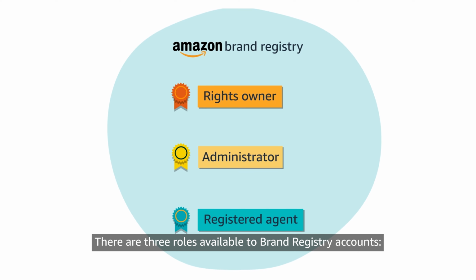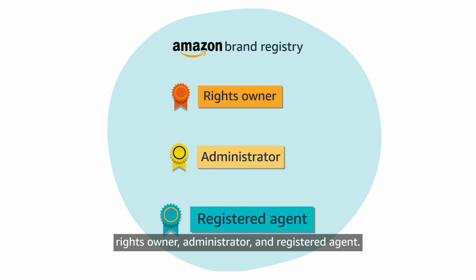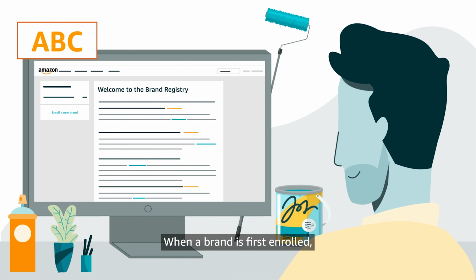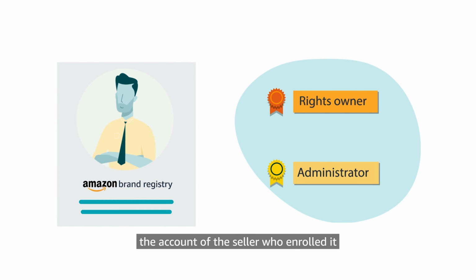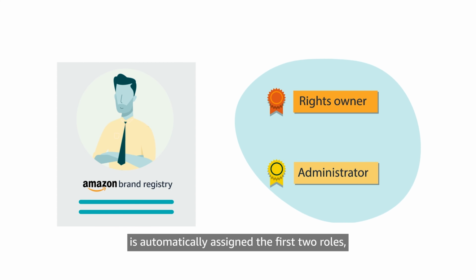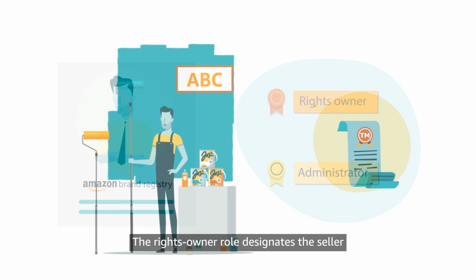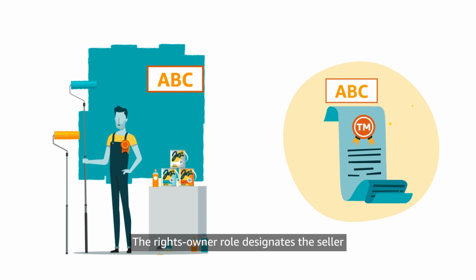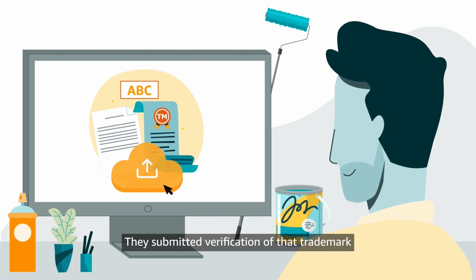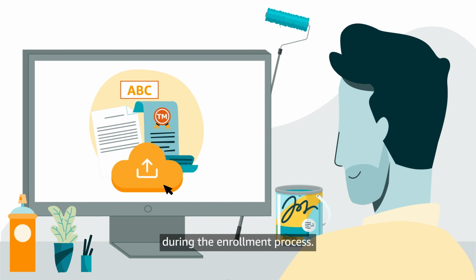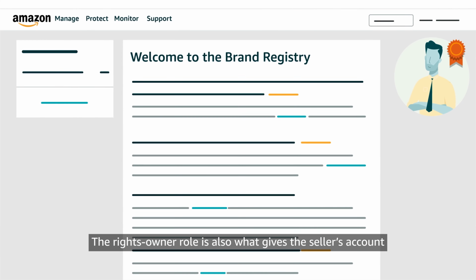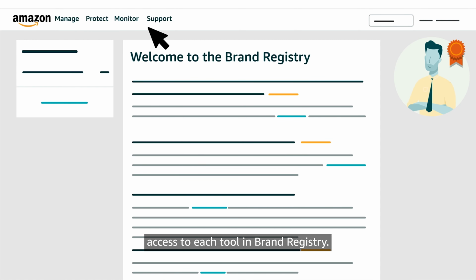There are 3 roles available to brand registry accounts: rights owner, administrator, and registered agent. When a brand is first enrolled, the account of the seller who enrolled it is automatically assigned the first 2 roles, rights owner and administrator. The rights owner role designates the seller who enrolled the brand as the owner of its trademark. They submitted verification of that trademark during the enrollment process. The rights owner role is also what gives the seller's account access to each tool in brand registry.